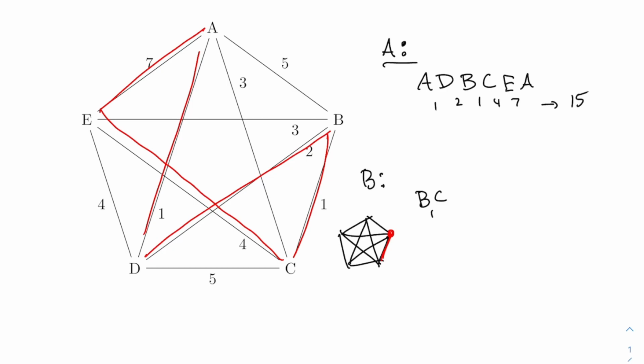From there, C goes up. I believe you should take the 3 next. Your choices are the 3, the 4, or the 5. I take the 3 up to A. So this is B, then C, then A. That was a 3. From A, my choices are 1 or 7. I take the 1 down to D.